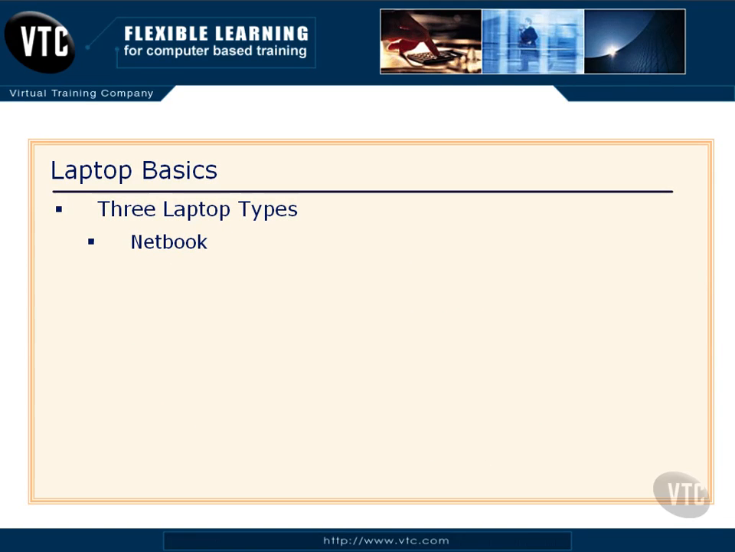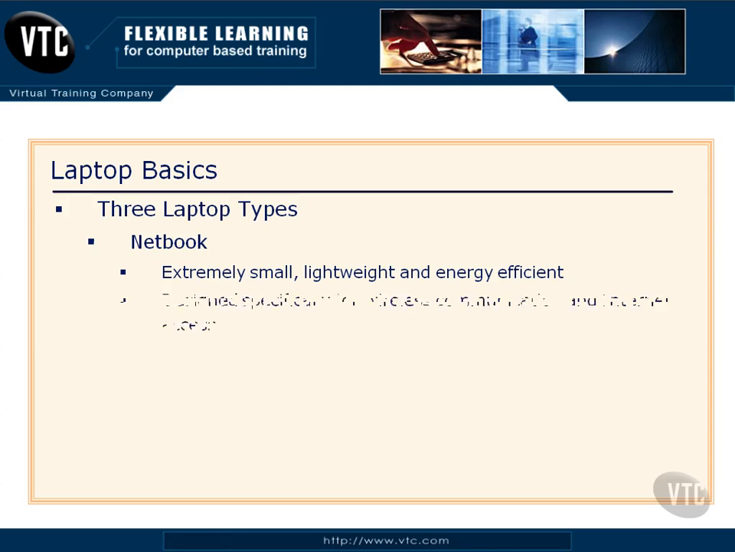Then there's the netbook. Now, this thing has gotten extremely popular. They're very small in size. As a matter of fact, they seem to be building them just large enough to put almost a standard keyboard on them. They're very lightweight, they're energy efficient, they're also very low cost. You can get these things in some cases for less than $200. They're designed specifically for wireless communication and internet access.